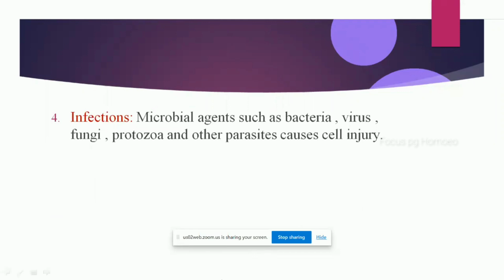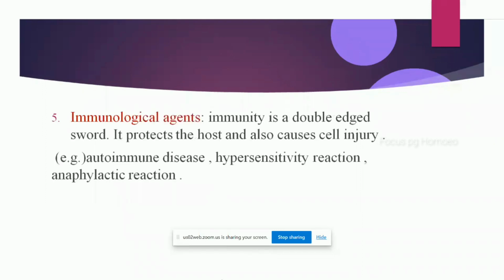Then fourth one is infections. Various infections such as bacteria, virus, fungi, protozoa, and other parasitic causes can cause cell injury. These are the infections.